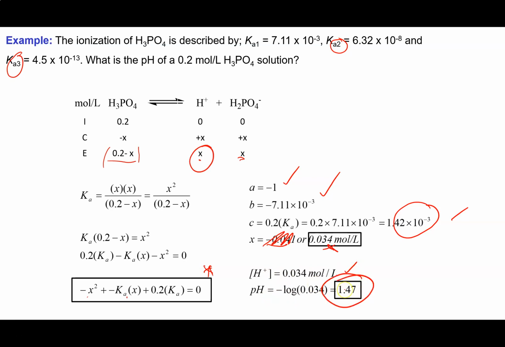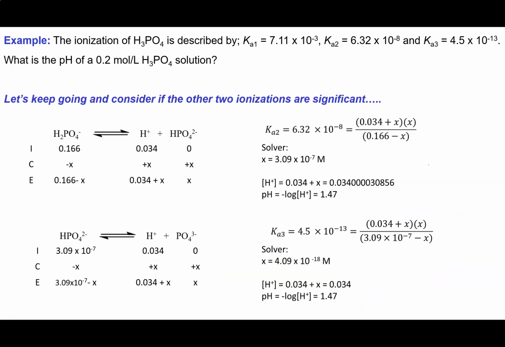And it's acidic, right? 1.47. So yeah, that looks very good. If you're figuring out the pH of an acid, it needs to be less than 7. Keep that in mind. If you get like 10, you made a typo somewhere. Okay, so the question is, was it really appropriate to ignore the other two?